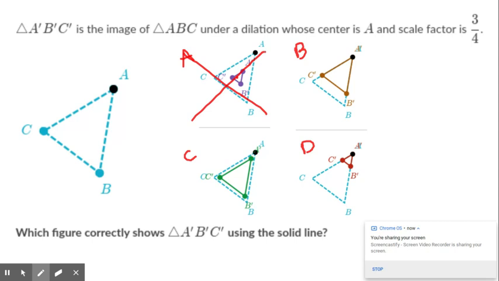B, the center of dilation, we know that A is the center of dilation because A and A prime share a common point. So it uses the proper center of dilation. I like that. Do you think that this is 3/4 the size of the original? I think that's a pretty good guess. So I'm going to go with choice B right now.